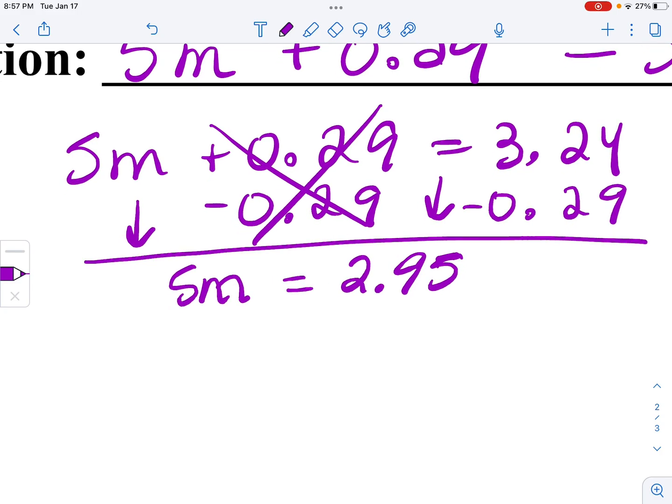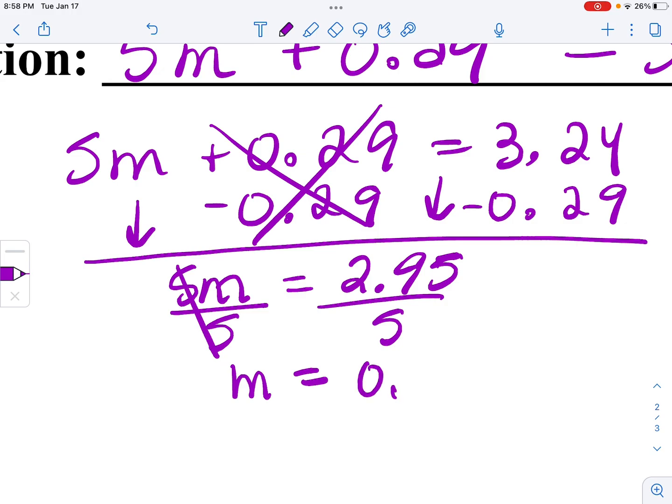Okay, now we still have multiplication. So we think opposite. The opposite of multiply is divide. We're going to divide 5 on both sides. Cancel the opposites. Bring down the m and the equal sign. And in your calculator, 2.95 divided by 5 would give you this, 0.59.